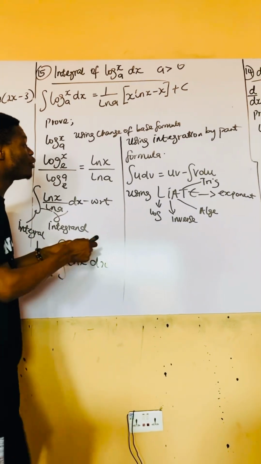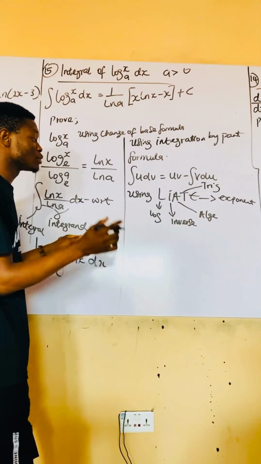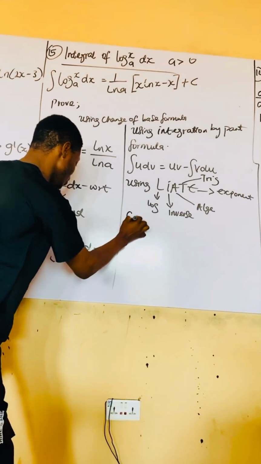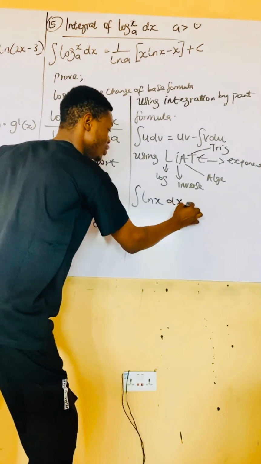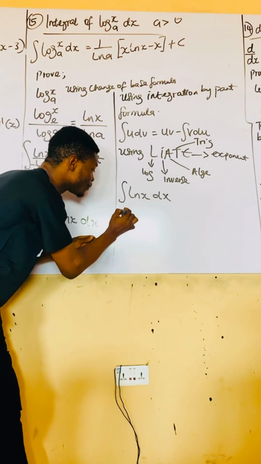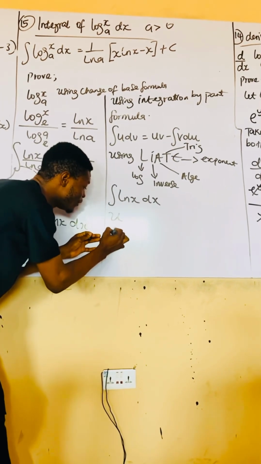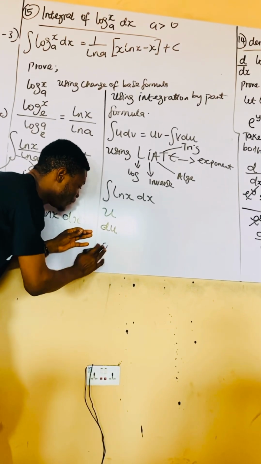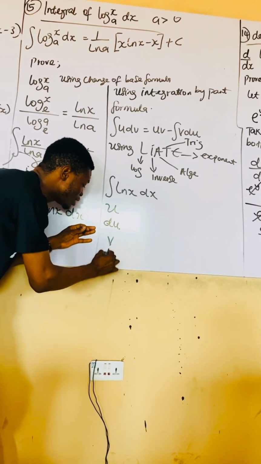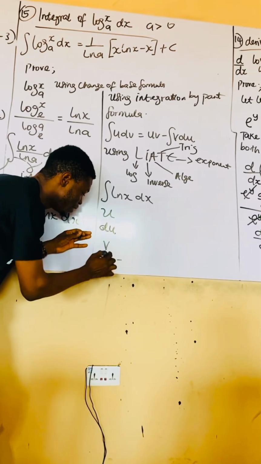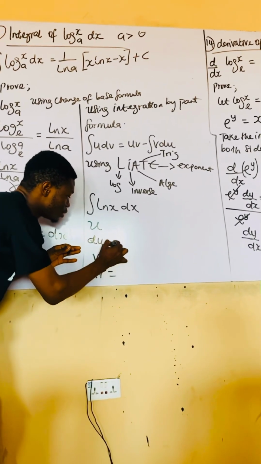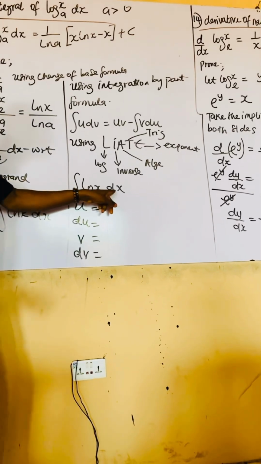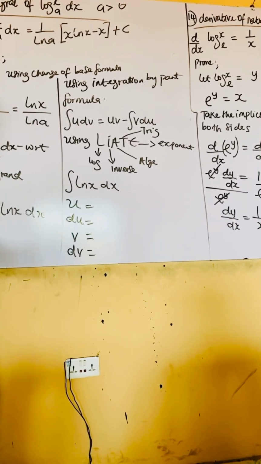V. Now, under this integration by parts, we are looking for, okay, let me bring this thing we want to integrate. Integral of ln of x dx. Now we are looking for our u. We are looking for our du. We are looking for our v. And we are looking for our dv. These are the 4 things we are looking for. Now, this LIATE tells you the one you are going to make your u.